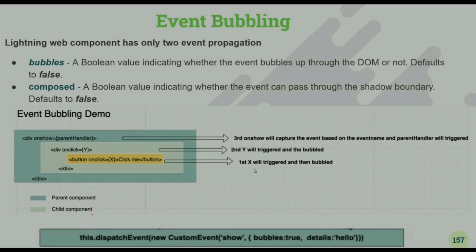So in Lightning Web Component, we have two types of event propagation. First is bubbles and the second is composed. Bubbles is a boolean value indicating whether the event bubbles up through the DOM or not. By default it's false, so it means the event will not bubble through the DOM. And the second property is composed, a boolean value that indicates whether the event can pass through the shadow boundary, and it defaults to false.